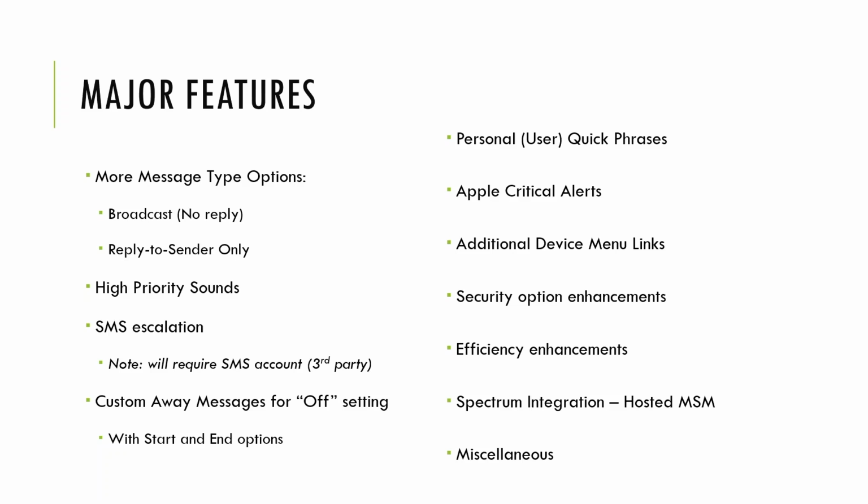Apple critical alerts, that's overriding the silent and do not disturb for Apple devices. And that again is coming in 6.7 within the next month or two. Beta even sooner. Additional device menu links. So the ability to put all of those web links within the miSecureMessages app, expanding beyond just 2 device menu links there. With 6.7, again, I believe the limit is at least 50.